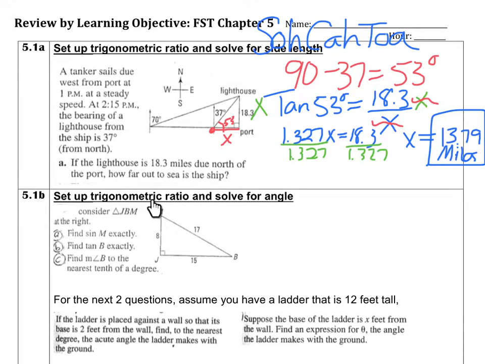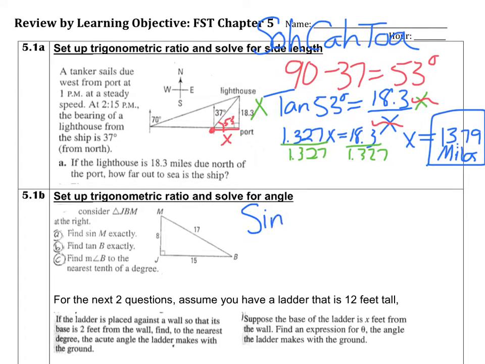5.1b wants us to set up trig ratios and solve for angles. Now this question here really could have been an A or B. It's not as specific, but here's what they want us to do. Consider the triangle JBM here at the right. They want us to find the sine of M exactly and the tangent of B. So let's do that first.